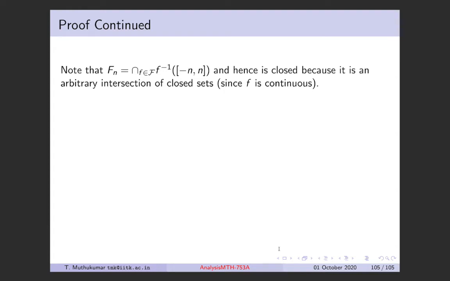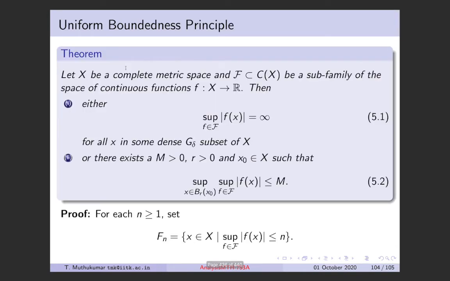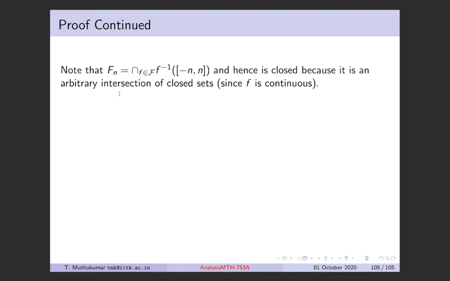Now by definition, if you note, this Fn is the intersection of f inverse of (-n, n). So it's the inverse image of the interval (-n, n), an intersection over all f. Because the supremum over all f is less than or equal to n, |f(x)| is less than or equal to n. So basically you take the interval (-n, n) and look at the inverse image under f, and you take an intersection over all f in the subcollection. So this Fn is the same as that.